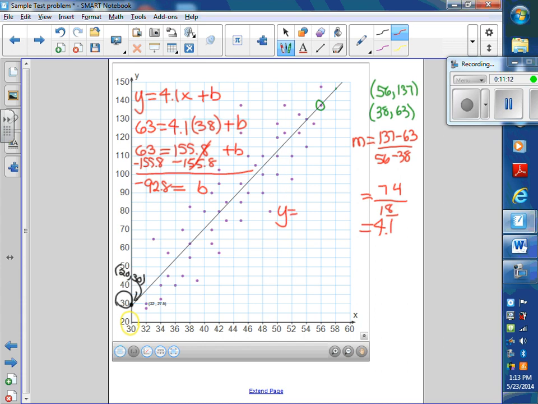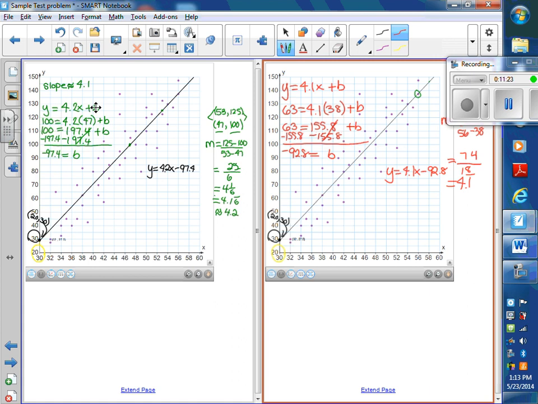Y equals 4.1x minus 92.8. So looking at both pages, they're not the same. They're off, you know, a little bit. They're off by roughly, you know, 4 something. But in the big scheme of things, when we're talking about values that go all the way from 150 down to basically negative 100, 4 units is not very significant. Right? So those are both pretty good answers. So expect something like that on the quiz, on the test.